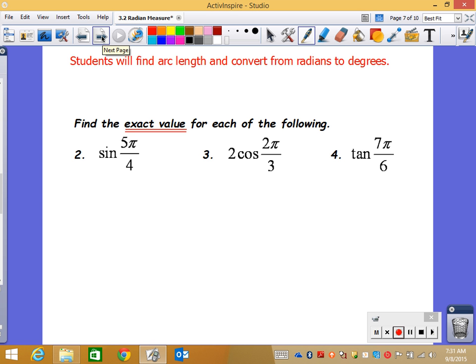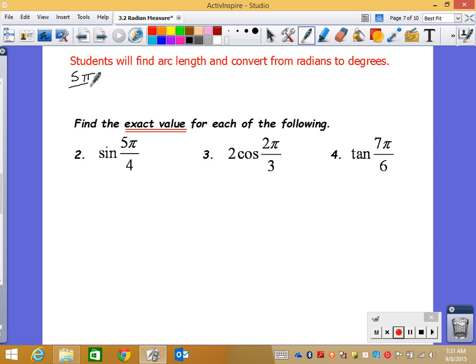So let's do a few different examples. We want to find the exact value of all three of these. So let's start with sine of 5 pi over 4. Well, we can either immediately recognize a reference angle in here, or we can switch it to degrees, find the reference angle, solve it, and then figure out the sine of it because of the quadrant. So let's do the first one by changing it to degrees.